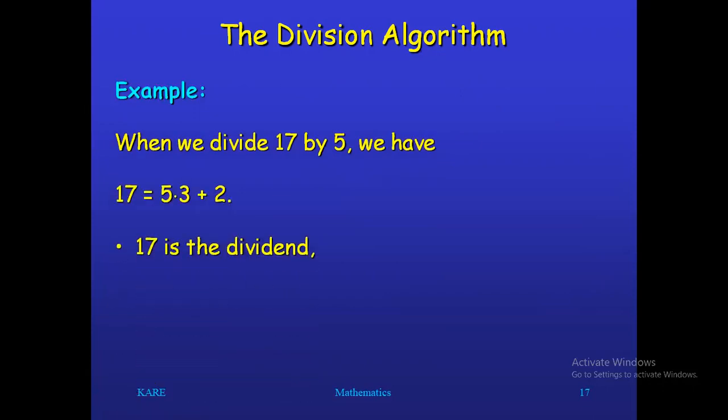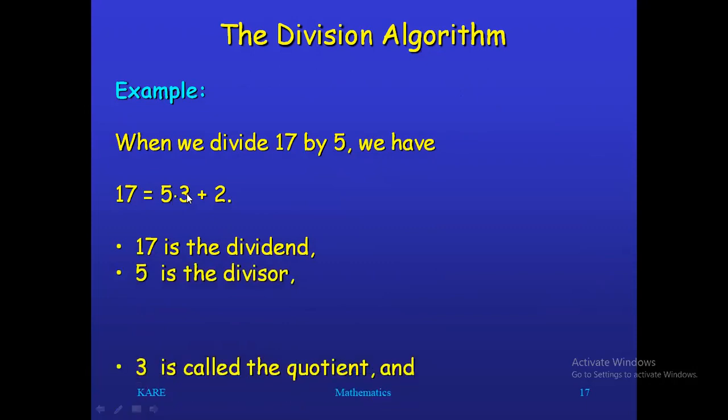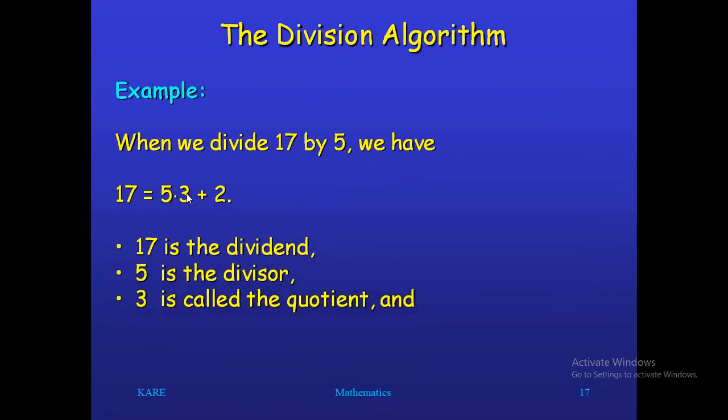For example, when we divide 17 by 5, we have 17 is equal to 5 into 3 plus 2, where 17 is the dividend, 5 is the divisor, 3 is the quotient and 2 is the remainder. So this is the division algorithm.